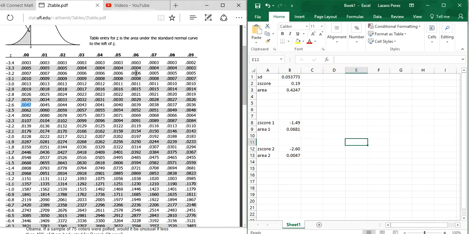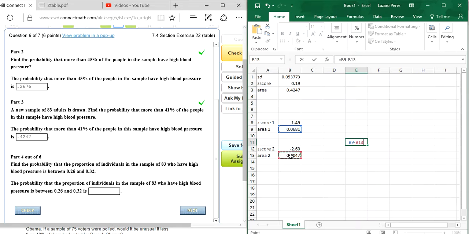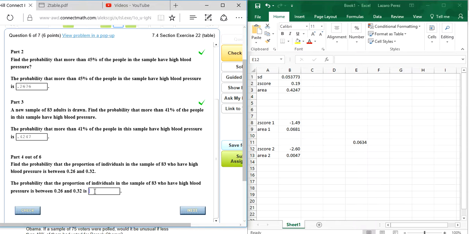When they want between two values, we always just subtract the lower area from the higher area. So this is the higher value minus the lower value. Then that would be our area for the portion that's between the two values, 0.0634.